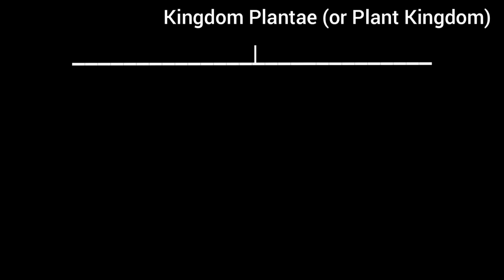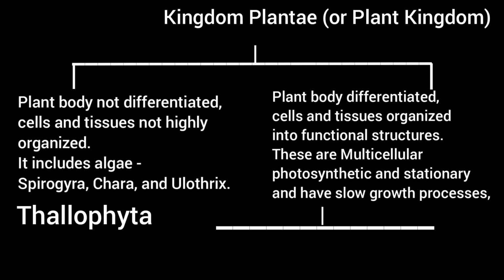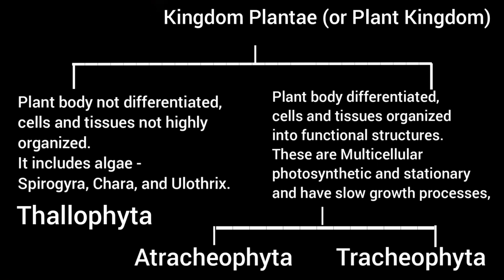Kingdom Plantae, or plant kingdom, has two divisions. In one, the plant body is not differentiated, and cells and tissues are not highly organized. It includes algae and is termed Thallophyta. In the other division, the plant body is differentiated, with cells and tissues organized into functional structures.